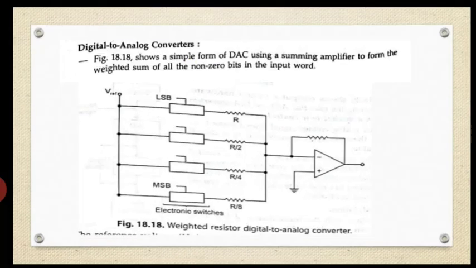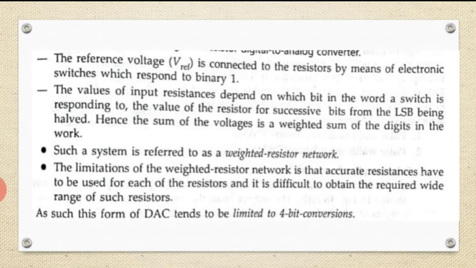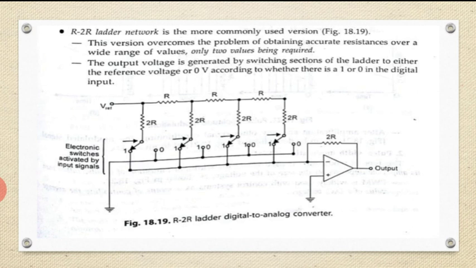Next one is the R2R ladder. Here we overcome the problems of the weighted resistor network, because we are using only two types of resistor: one is R and the other one is 2R. This version overcomes the problem of obtaining accurate resistances over a wide range of values. Only two values are required here, R and 2R.